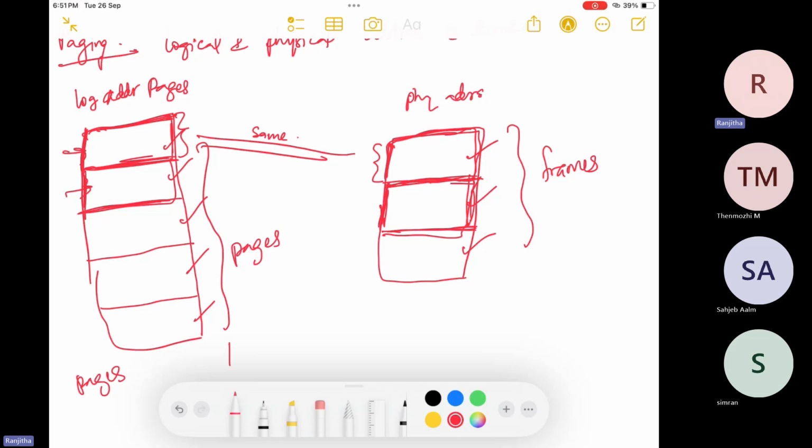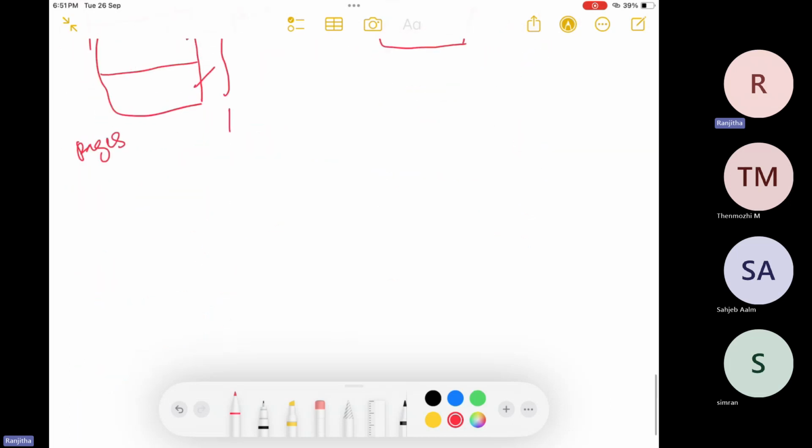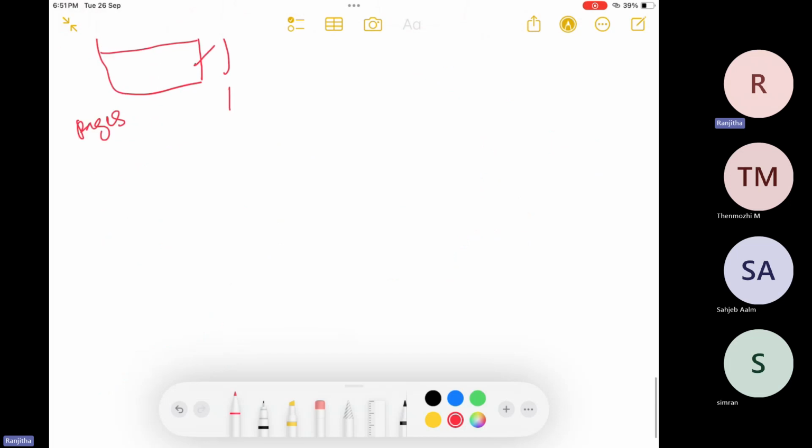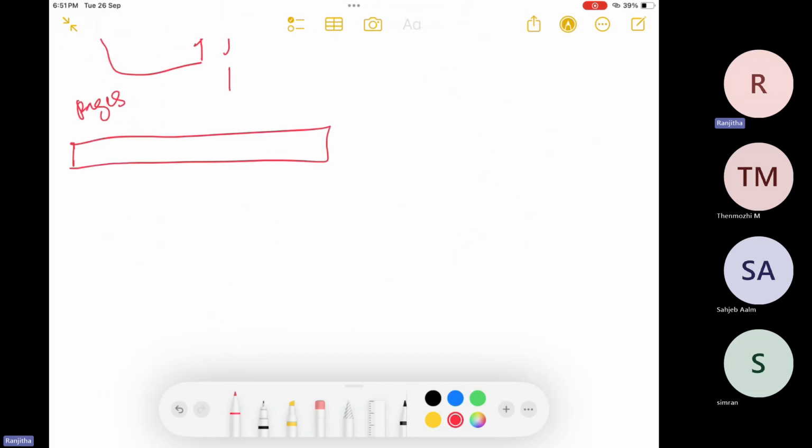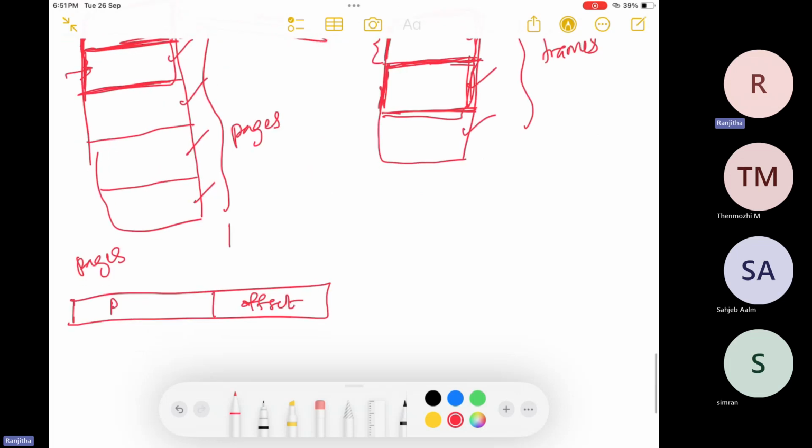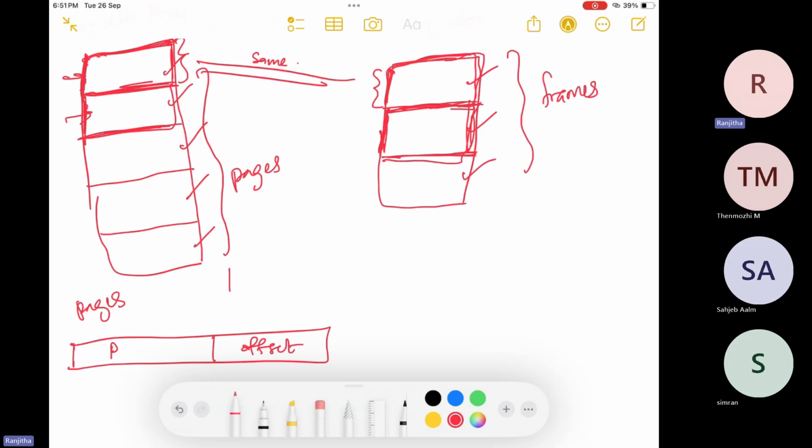So how it happens is there is this logical address space, and we divide it into page number plus offset, or displacement. Since we are dividing both the physical and the logical memory into equal size pages, the offset in the page and the corresponding offset in the frame will be the same. But the page number will be mapped to the respective frame number.